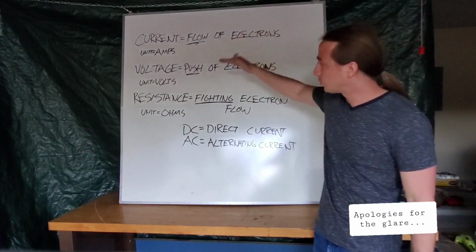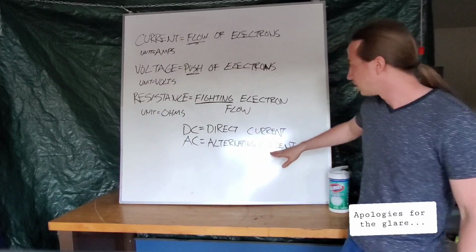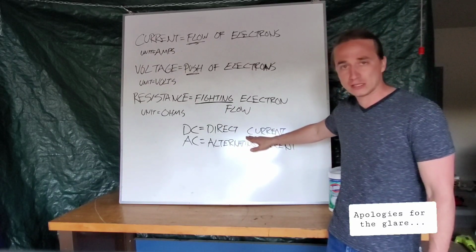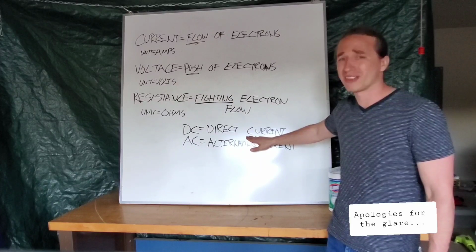Okay, so guys, again: current, voltage, resistance, DC, AC. Home electricity is what's powering your home, batteries, your car, your phone, all that stuff.